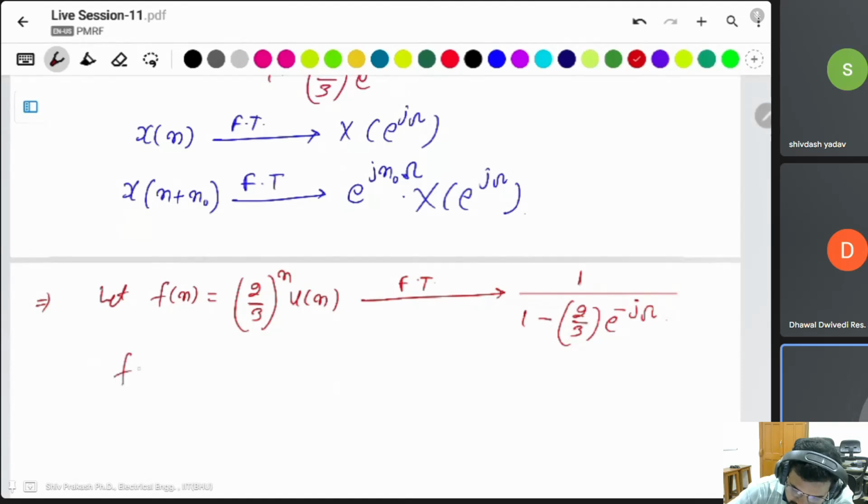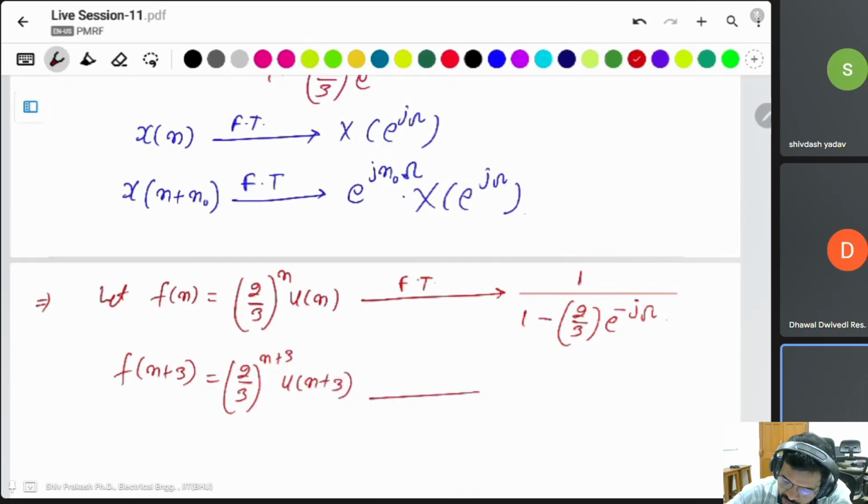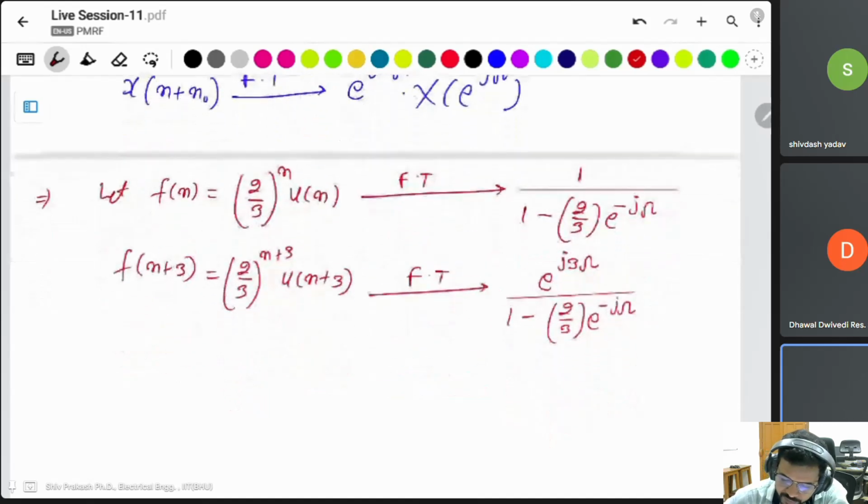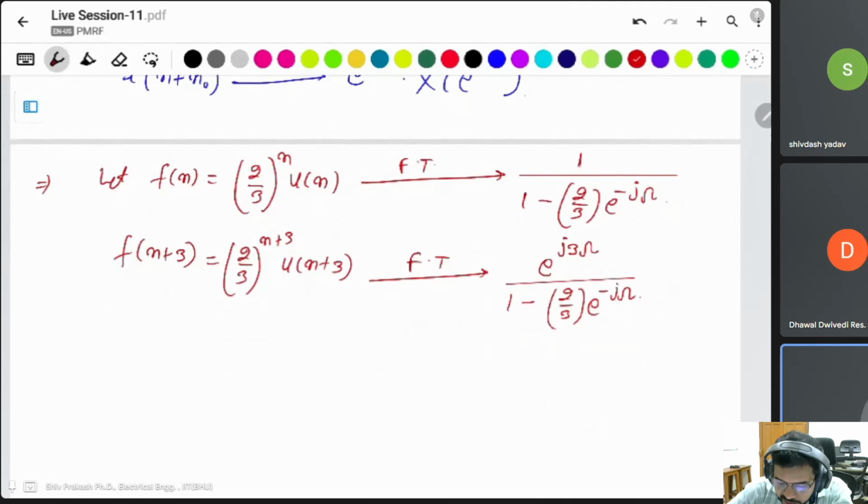Suppose the function shifts to n plus 3 units, then in place of n you have to put n plus 3, u[n+3]. The Fourier transform of the shifted function is the same, with an exponential shift factor e^(j3 omega), divided by 1 minus 2/3 e^(-j omega). Okay, but this same function is not your function.